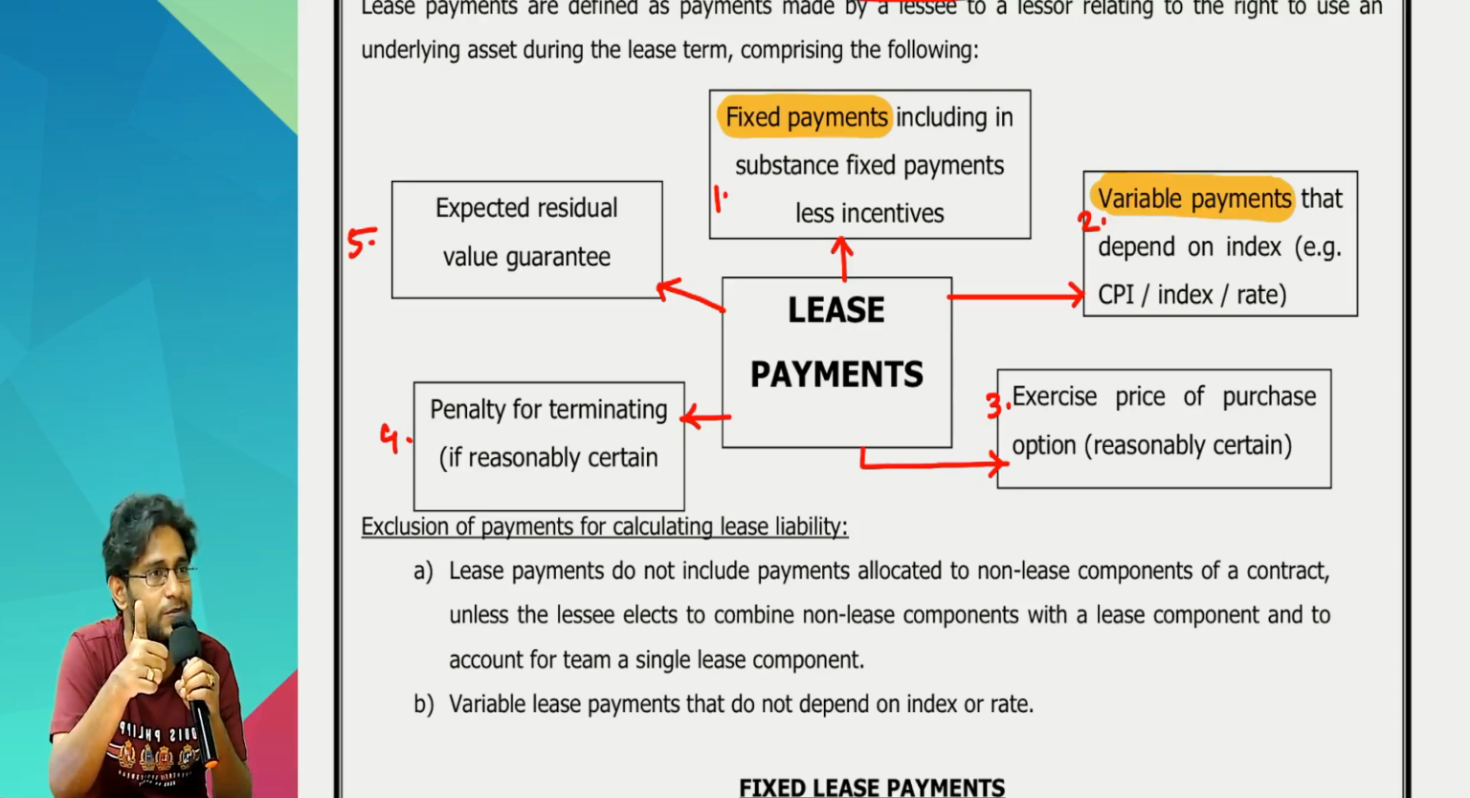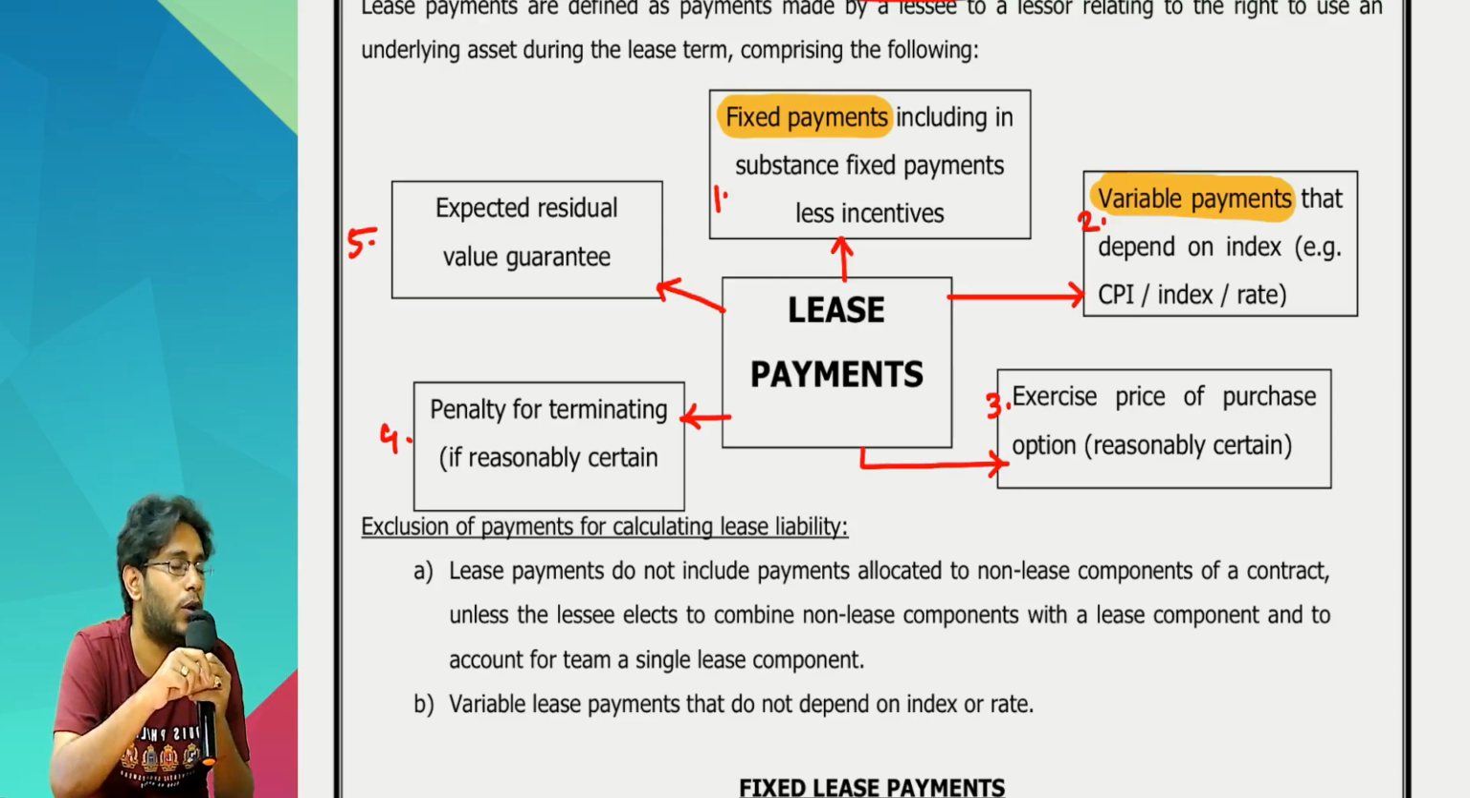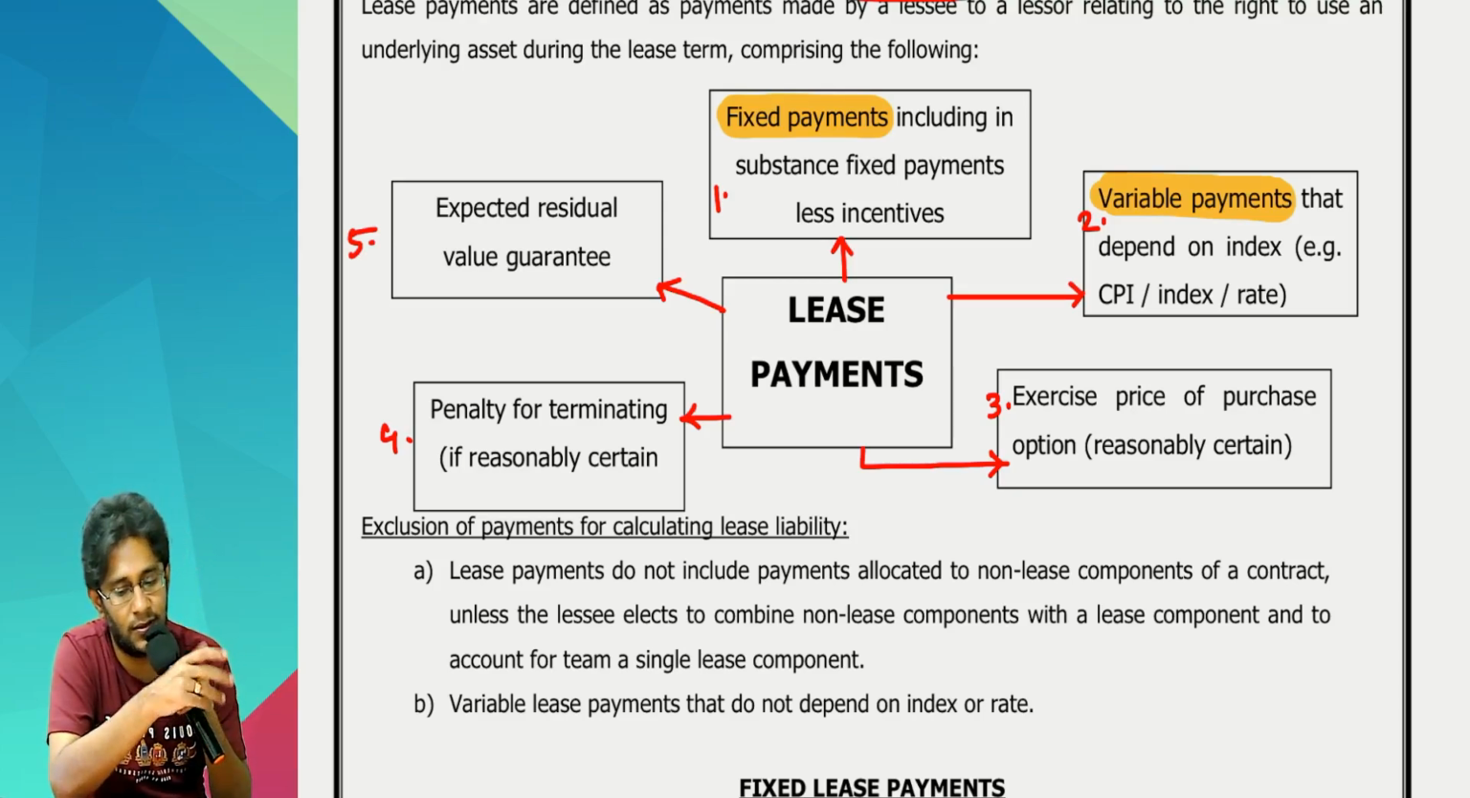So how many points did we cover? 5. One is fixed lease payments, variable lease payments. Next one, right to buy option money. Third one. Fourth one is guaranteed residual value, and then termination penalty. The 5 points we have covered. Go and check the first one. Fixed payments, including in substance fixed payments.